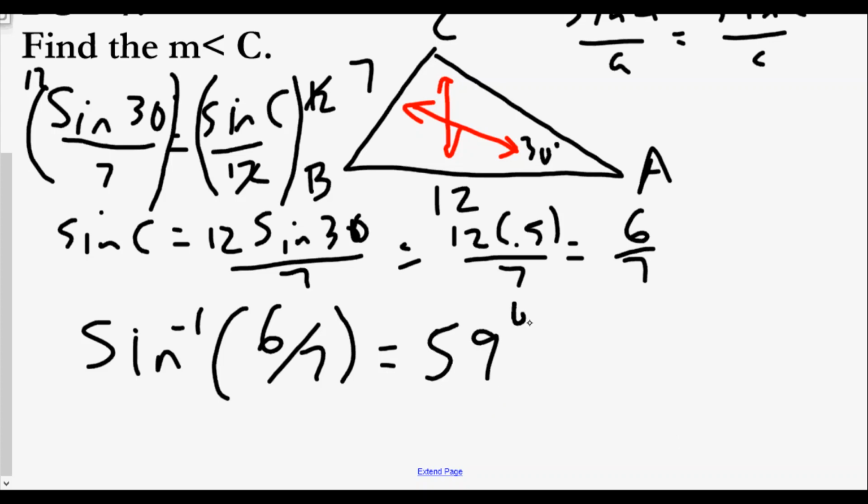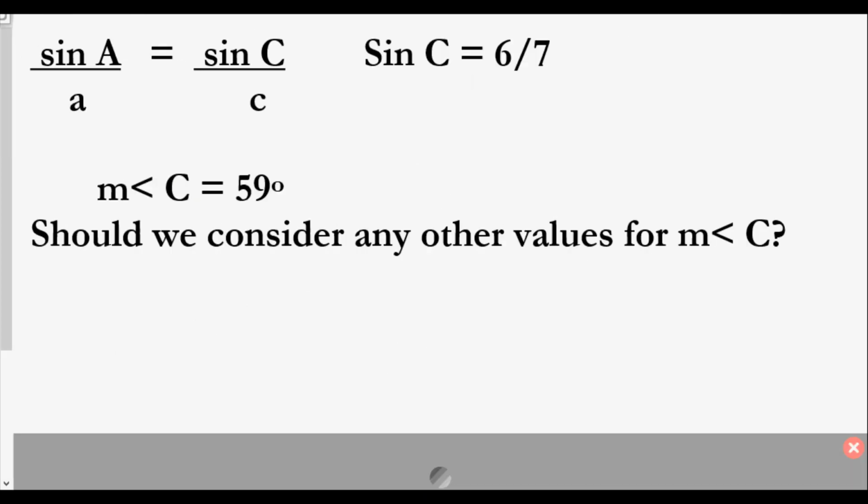Fantastic. All right, well, there you go. No big deal. Well, let's analyze a little more, okay, with a little better handwriting. Okay, so the sine of A over a equals the sine of C over c, which is 6 over 7.